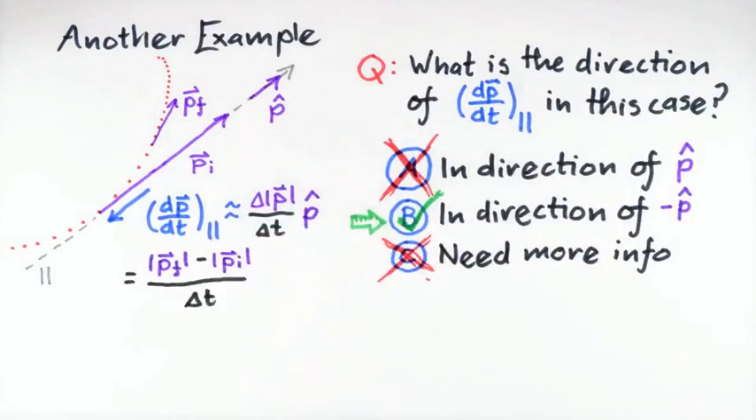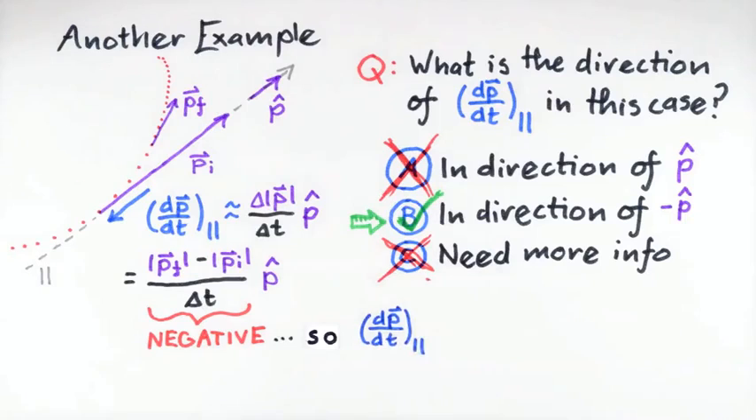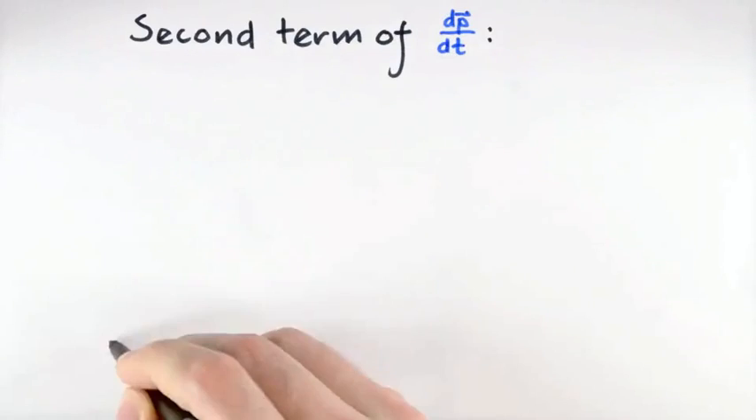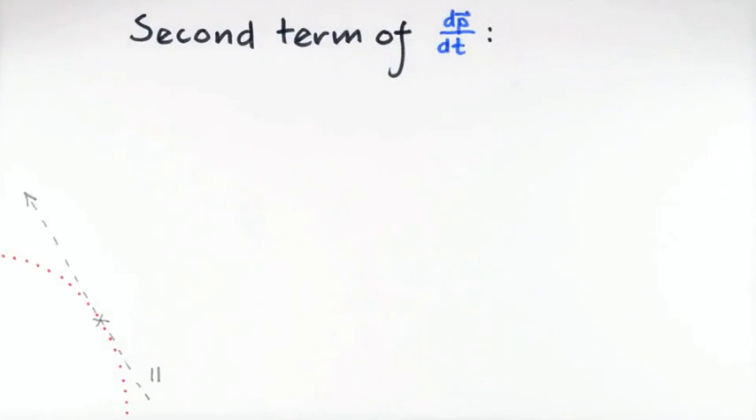In this case, when we subtract the magnitude of p initial from the magnitude of p final, we get a negative number, even though both the magnitude of p final and p initial are positive. It's negative because the magnitude of p final is smaller than the magnitude of p initial, so the subtraction gives us something that's negative. Also, we know that p final having a smaller magnitude than p initial means the object is slowing down. Dividing all this by delta t still gives us a negative scalar, so that when we multiply this by p hat, we end up with a vector that points in the direction opposite to p hat like this.